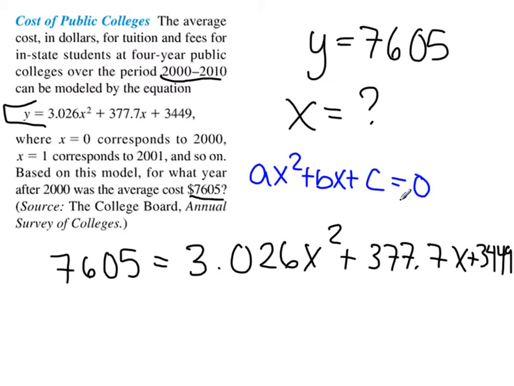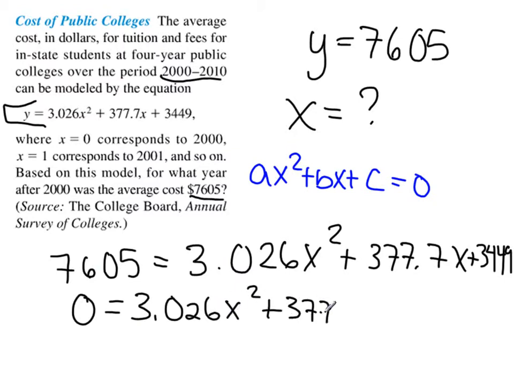Now, because this is a quadratic equation, we want it to look like it's in standard form. So we have to get it equal to 0. In order to get it equal to 0, we'll subtract the 7,605 to the other side. So we'll have 0 equals, and let's see if I can fit it all this time. Pretty much everything stays the same except the last term, which was a constant. And since we're subtracting 7,605, we should end up with a negative 4,516. So there's our equation.